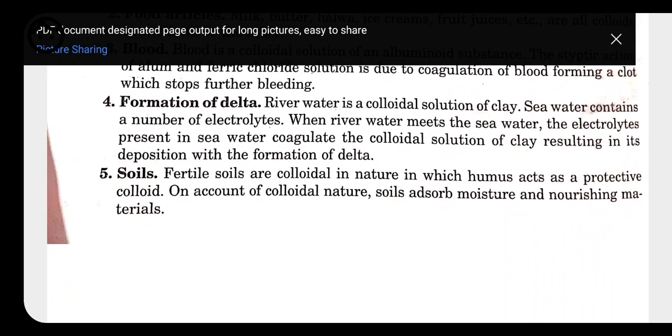Formation of delta is also a very important question. How does delta form? Delta is formed wherever the river water and the sea water meet. Actually, how is this delta formed? Because of coagulation. Sea water has lots of electrolytes, and river water has lots of mud. Whenever the sea water and river water mix, coagulation takes place, and because of the coagulation, delta is formed.